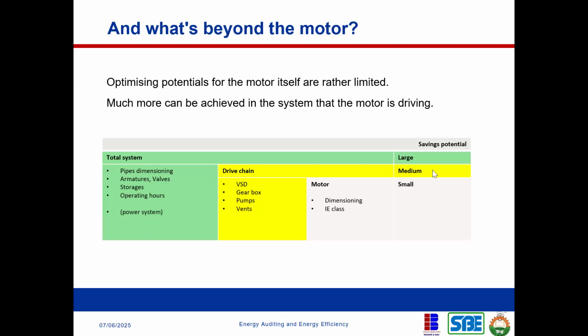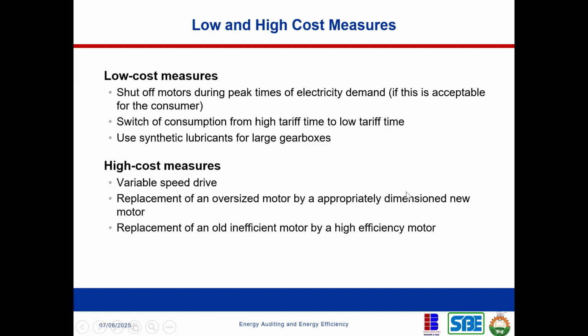And these are the impact of the measure. So you can see that the largest impact, the largest saving you can get, is from the total system application, right? And the medium impact you can get is from the chains, the drive system. And changing the motor alone is only going to be minimal. Like I said earlier, we are not always in haste to recommend changing the motor. But if there is justifiable reason to recommend that, please recommend changing the motor, either improving the IE class, increasing the size, or reducing the size.